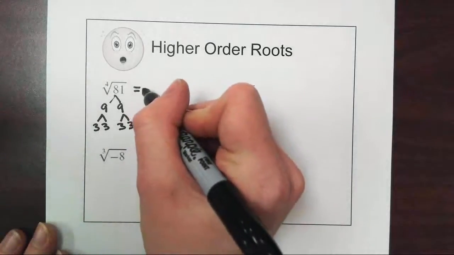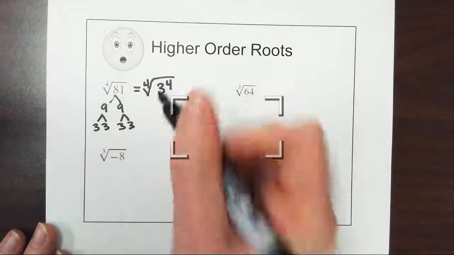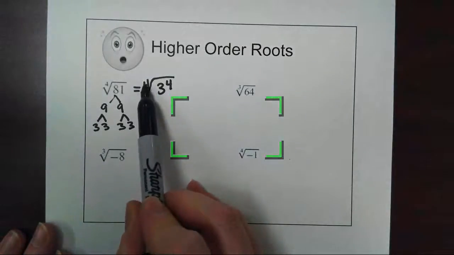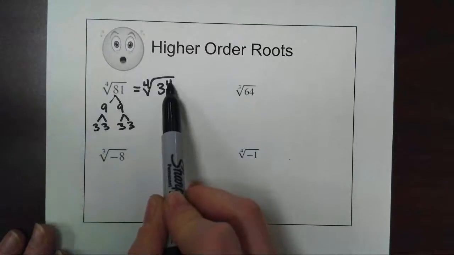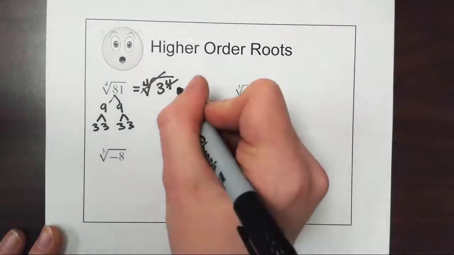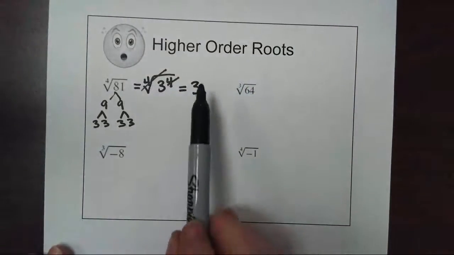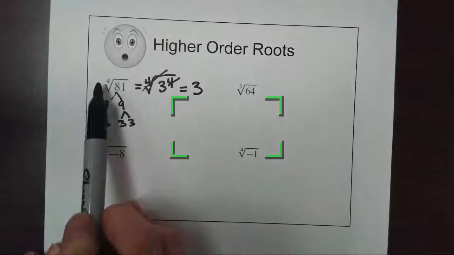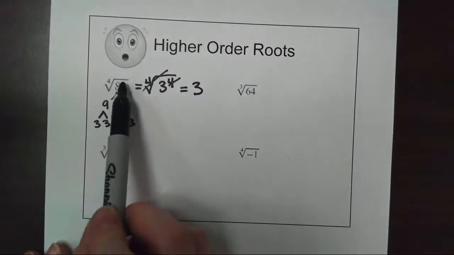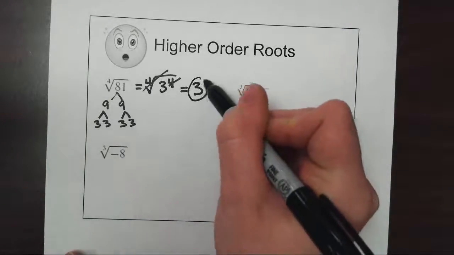So I can rewrite this as the 4th root of 3 to the 4th power. Notice the number in the hook and the exponent right here are the same, so the radical and the power cancel each other out, and I'm just left with 3. Now I can check that by saying, can I take 3 to this power in the hook and get the radicand? Well, 3 to the 4th power is indeed 81, so 3 is my solution.